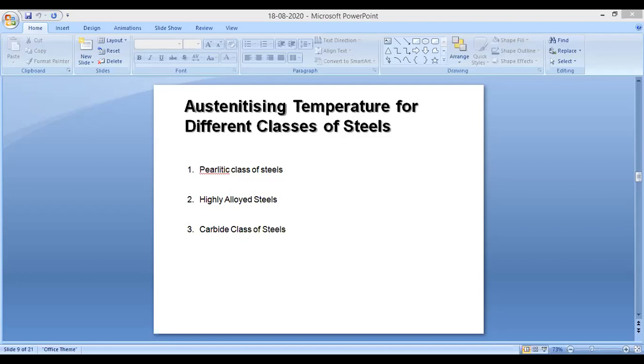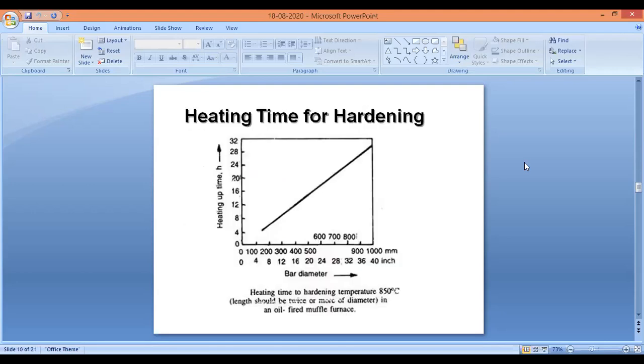Now let us talk about the heating time for hardening. The total heating time should be just enough to attain uniform temperature through the section of the part to enable not only the completion of phase transformation but also to obtain homogeneous austenite. It should not be longer, to avoid grain growth, oxidation, and decarburization. The total heating time includes the soaking time too.